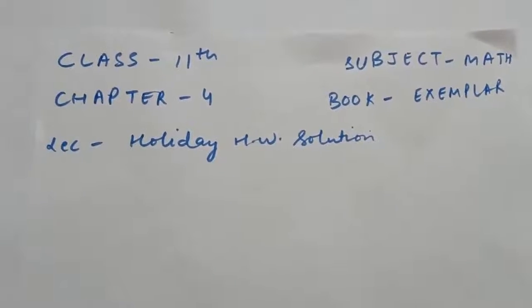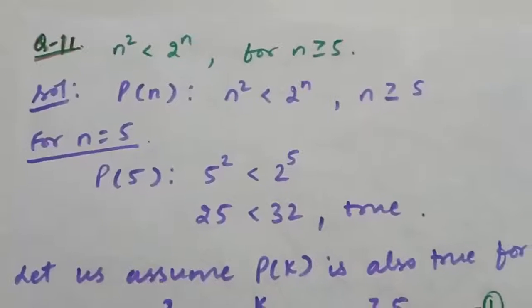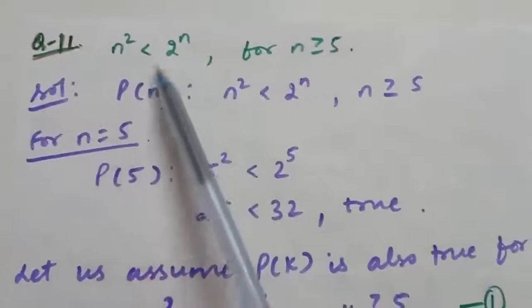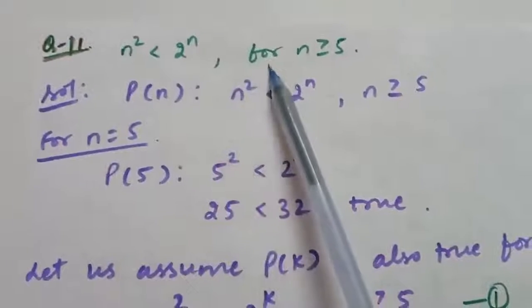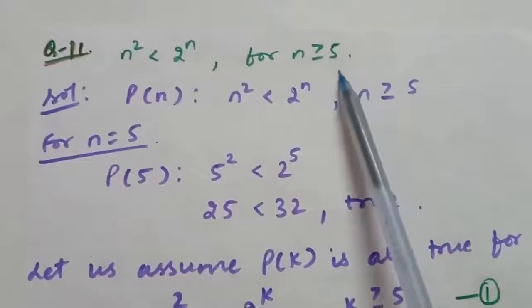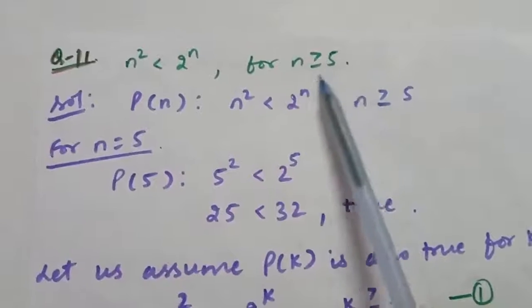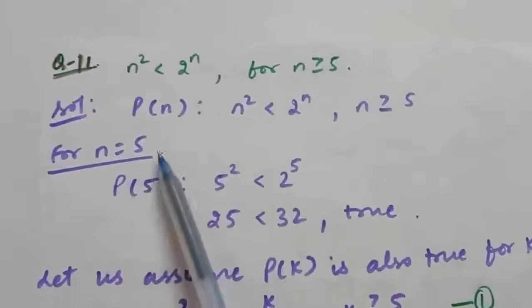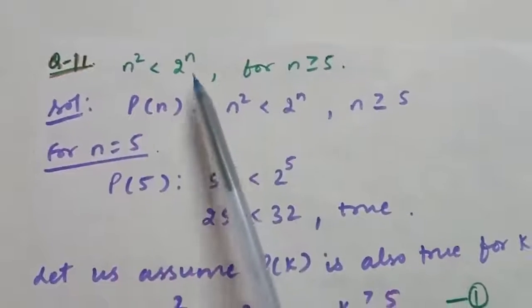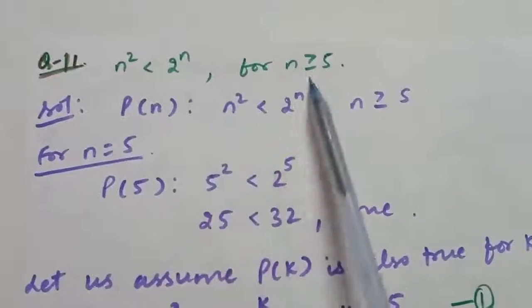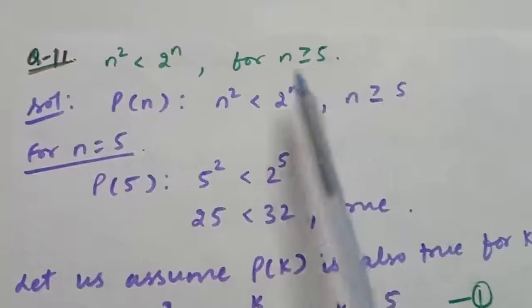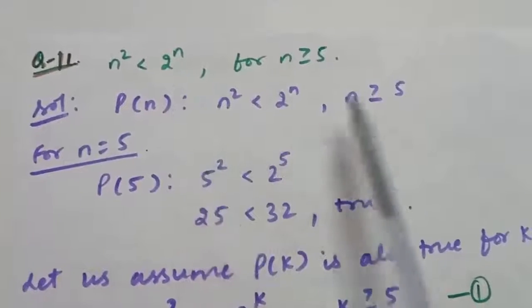Now question number 11, that n square is less than 2 raised to the power n for n greater than or equal to 5. So we will start this from 5 because we have to prove this statement is true for n greater than or equal to 5. So first of all, let this be Pn.